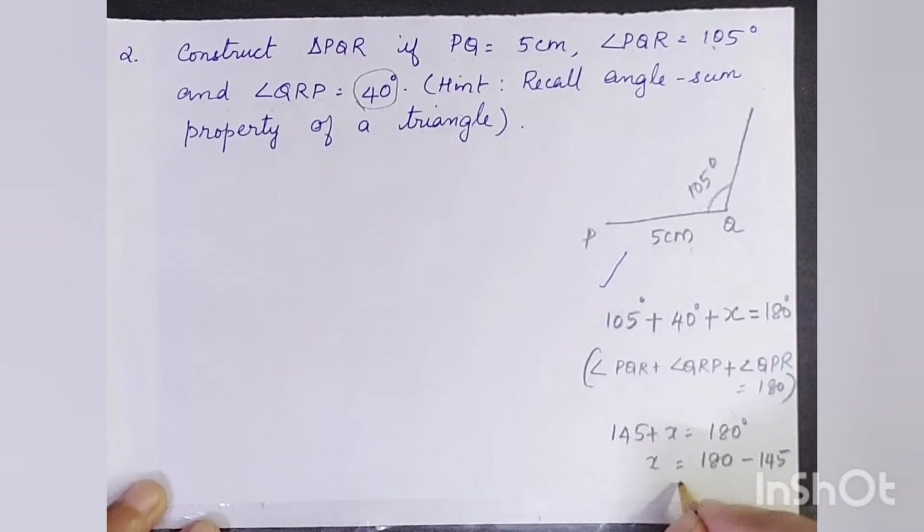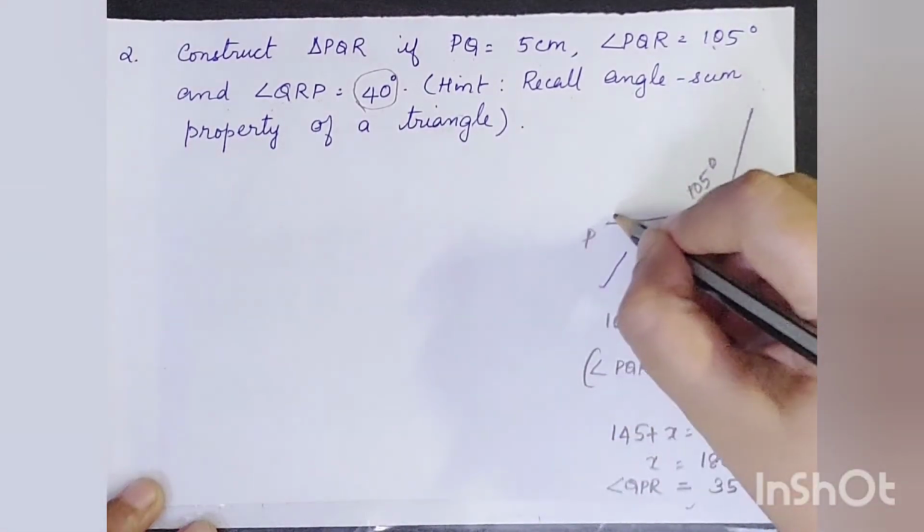Okay. So what is the angle here? 180 minus 145 is 35. 35 degrees, and it is the third angle. Okay. Now we have got the third angle. Now we can construct this. Angle P, that is angle QPR, is equivalent to 35 degrees.